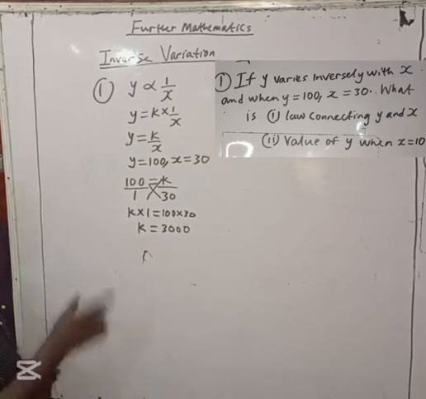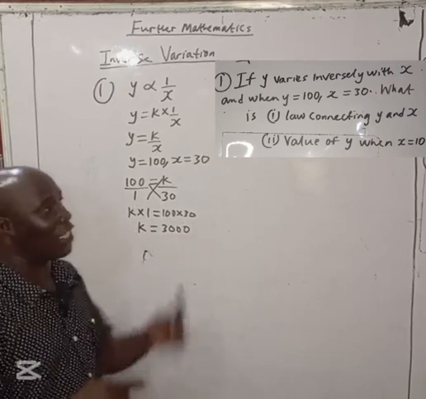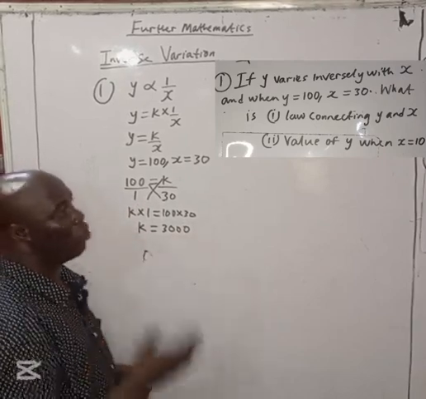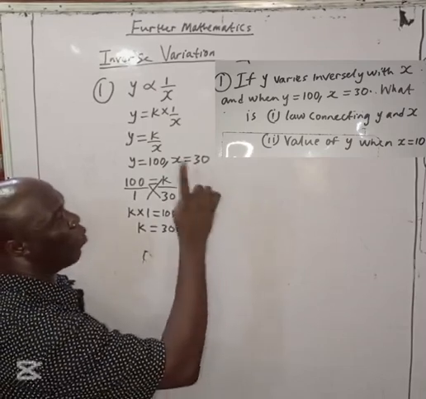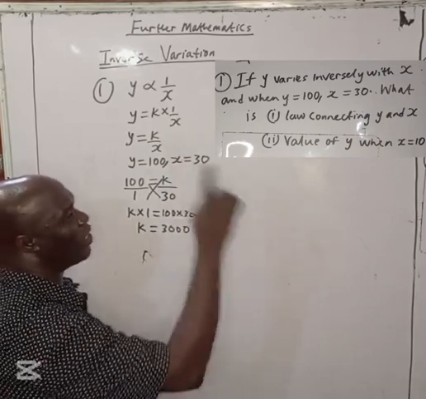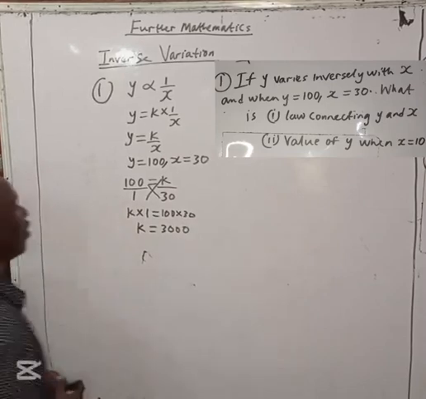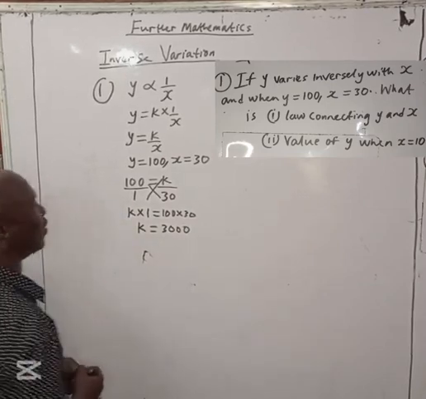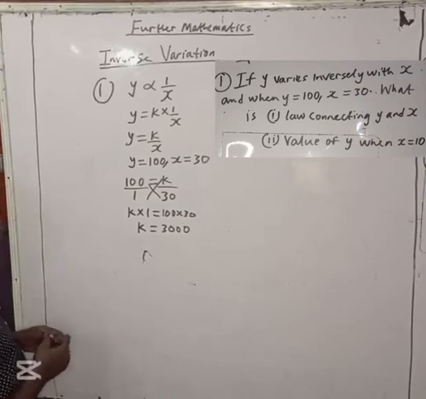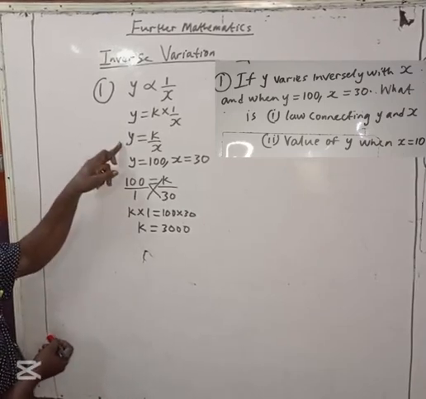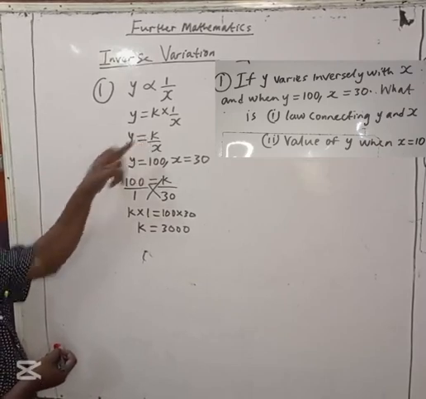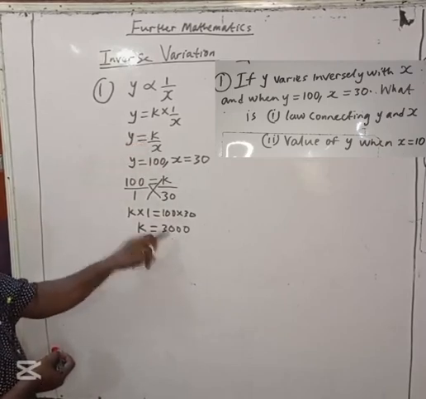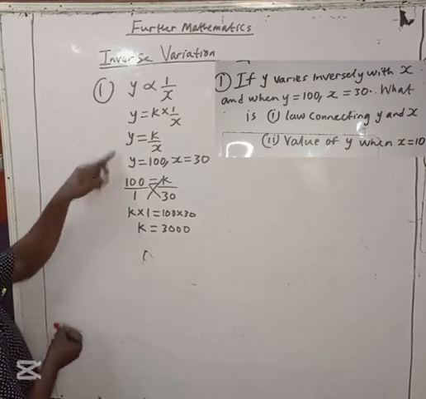Good. In the question, Roman figure 1 attached to that question 1, you are asked to find the law connecting y and x. What do you need to do? It means you come back here, and when you see k, you put the real value of k you've gotten there.